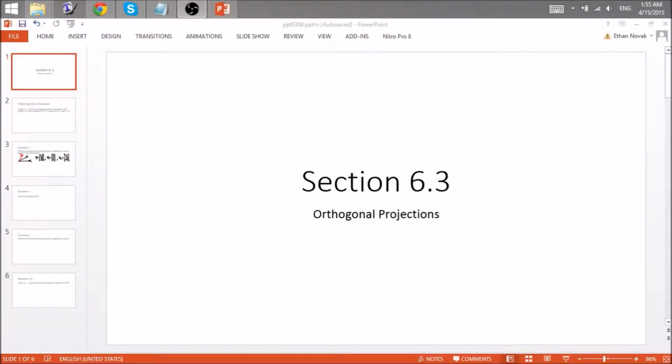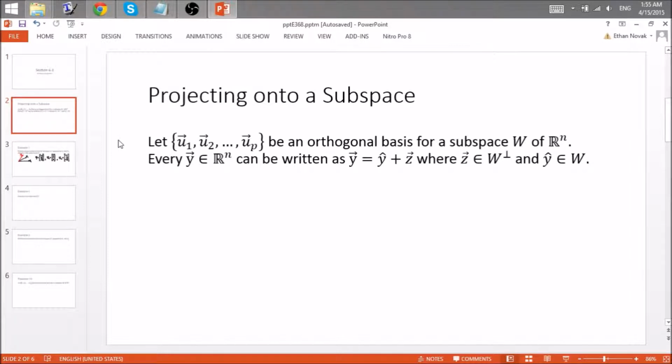In section 6.2, we already saw how to project a vector onto the subspace spanned by one other vector, but in section 6.3 we're going to look at orthogonal projections onto a subspace spanned by more than one vector. So here when we project onto a subspace, we again need an orthogonal basis composed of vectors u1 through up, and this forms an orthogonal basis for subspace W of Rn.